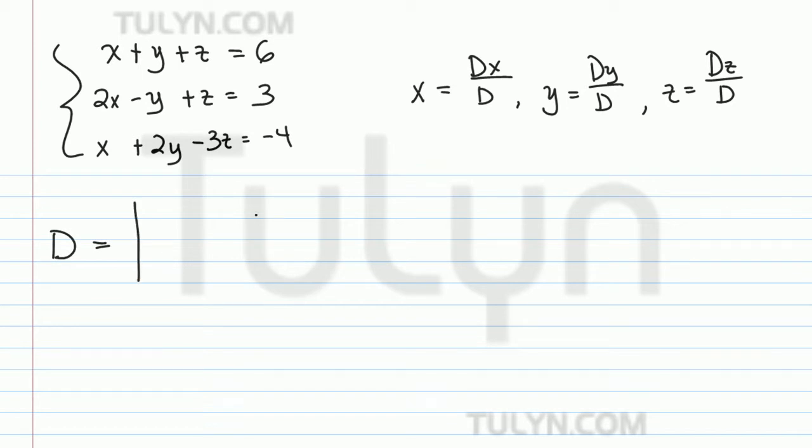Now the way we do d is that d is a 3x3 determinant composed of all the coefficients of x, y, and z. So for example, the first row is going to be the coefficients in x, so it's going to be 1, 2, 1. The second row is going to be the coefficients in y, 1, negative 1, 2. And the last column is going to be the coefficients in z. So 1, 1, and negative 3. And now we just solve.